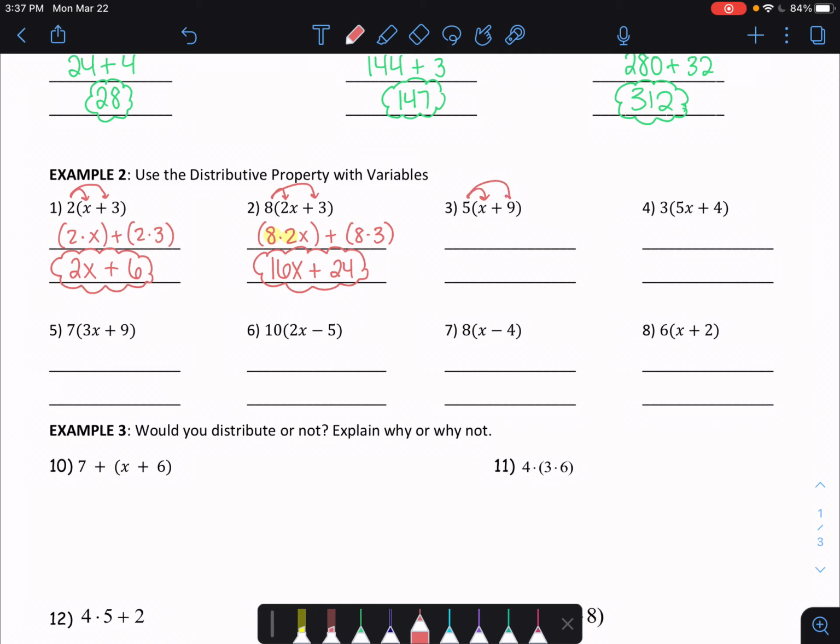Now you'll notice that I'm drawing these arrows every single time. Those arrows are to remind me to multiply each of the terms by that number. So the next one is going to be 5 times x plus 5 times 9. Now just like number 1, a number times a variable, I'm just going to write them together because I don't know what that variable is. And then 5 times 9 is 45.